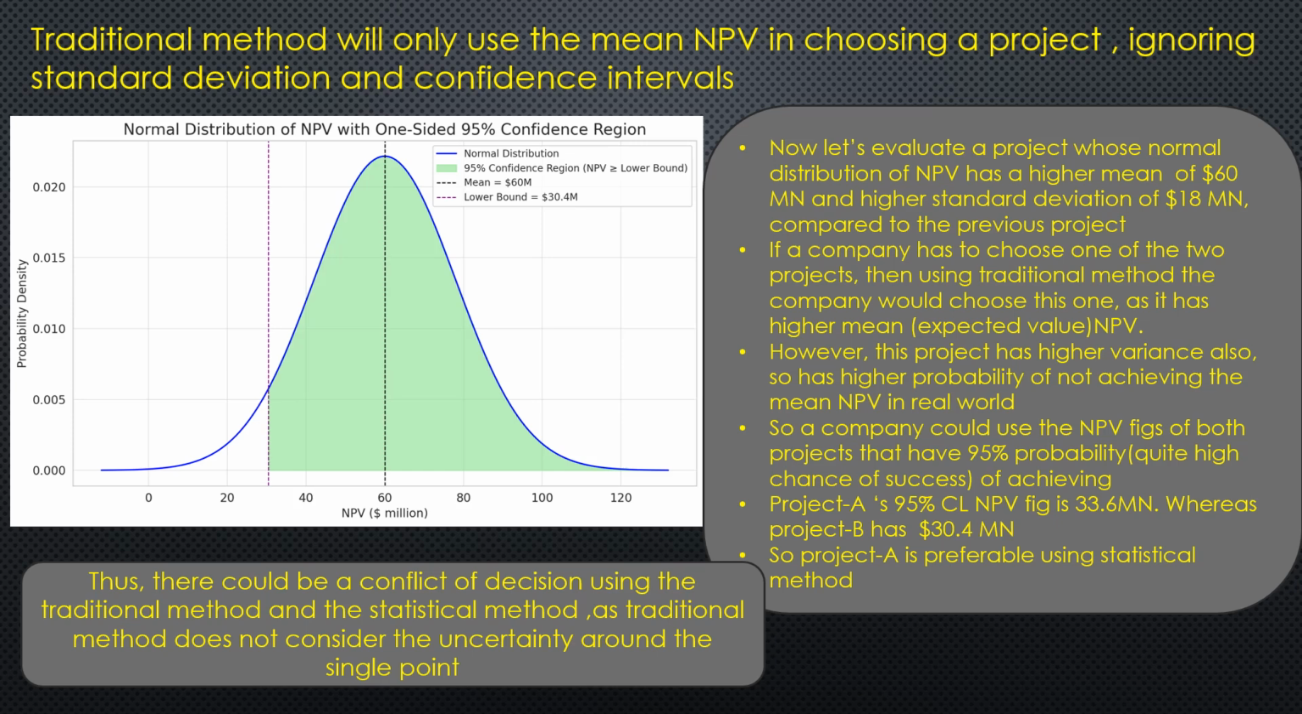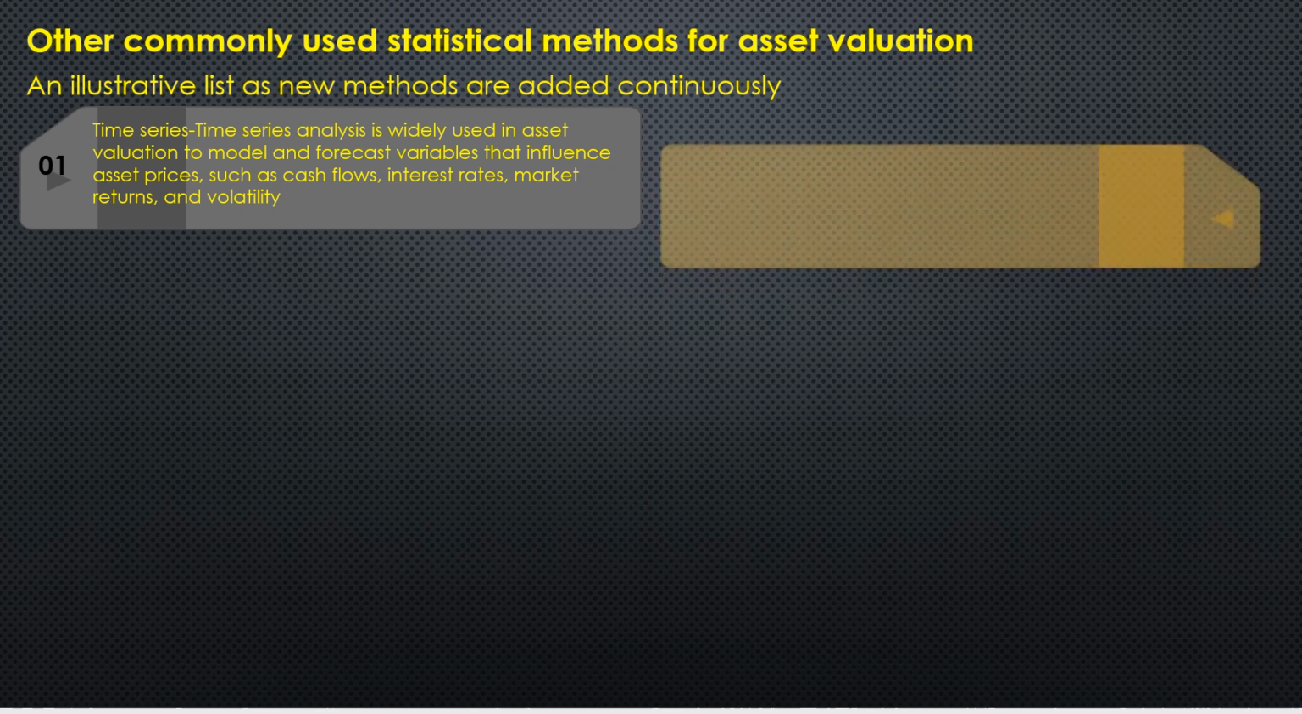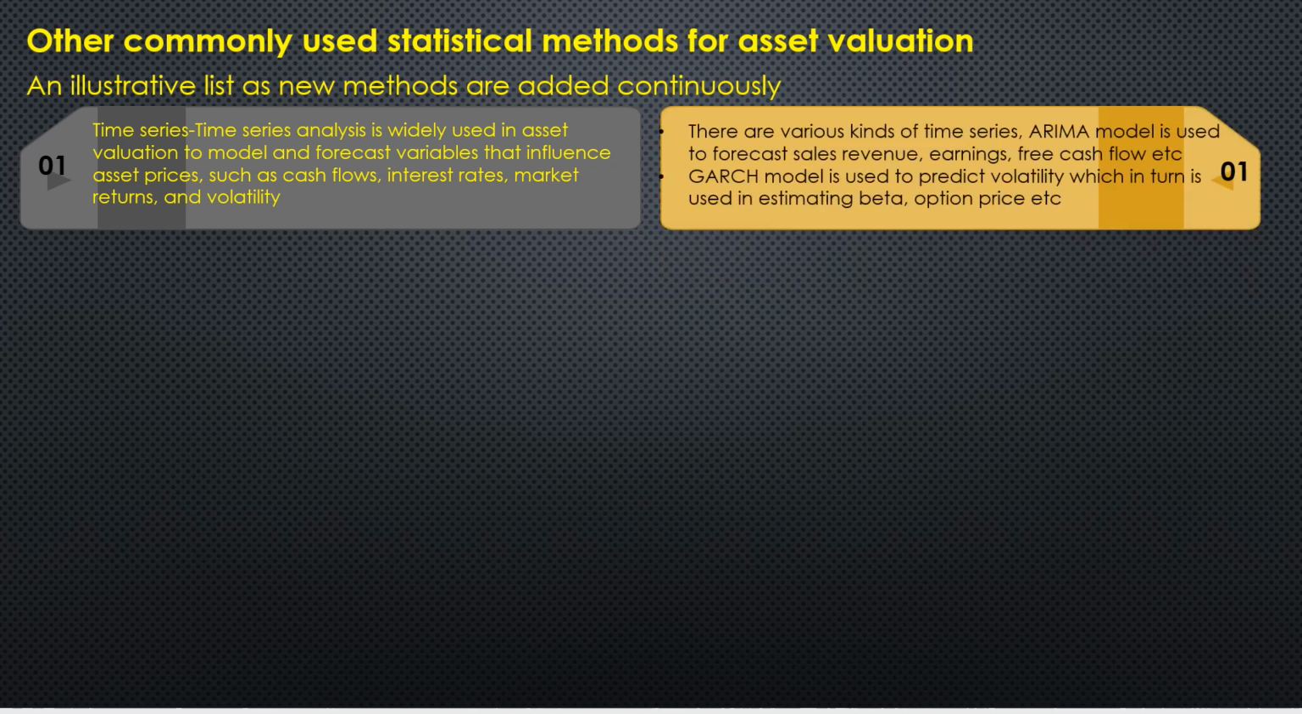Now let's evaluate other commonly used statistical methods for asset valuation. An illustrative list, as new methods are added continuously. Time series. Time series analysis is widely used in asset valuation to model and forecast variables that influence asset prices, such as cash flows, interest rates, market returns, and volatility. There are various kinds of time series. ARIMA model is used to forecast sales revenue, earnings, free cash flows, etc. GARCH model is used to predict volatility, which in turn is used to estimate beta, option price, etc.